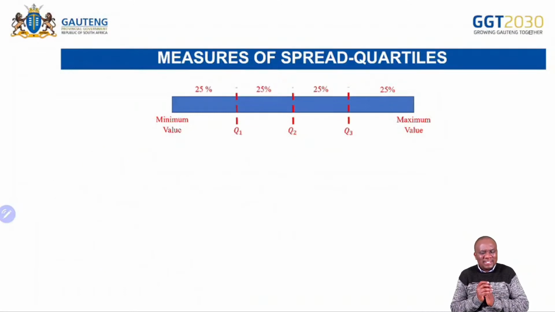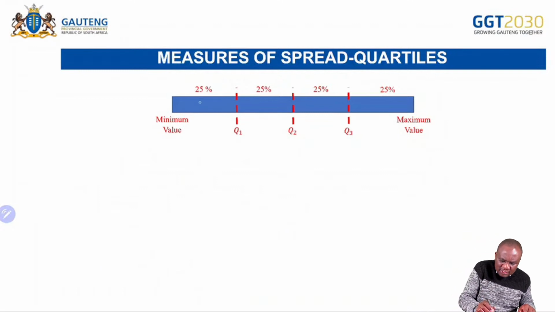So when you divide the data set into 4 equal parts, you'll have something like this. The whole blue rectangle represents your data set from the minimum value to the maximum value. And now this data set is divided into 4 equal parts. This is the first part, the second part, the third part, and the fourth part.